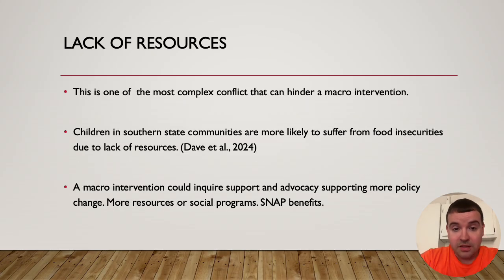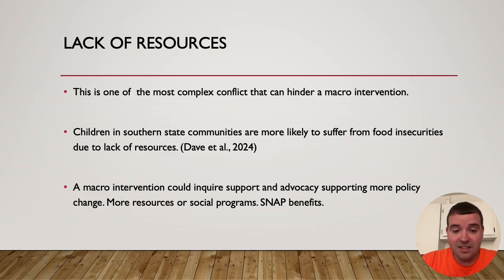And the hardest one, I really think, is the lack of resources. It's very complex, this issue. We look at southern communities, they're more likely to suffer from food insecurities due to lack of resources. Financial resources being one, but just due to lack of resources in general. A lot of times in the summertime we get droughts. We up here in upstate New York get droughts, but our droughts are not like southern communities and southern states where their droughts can last a lot longer.